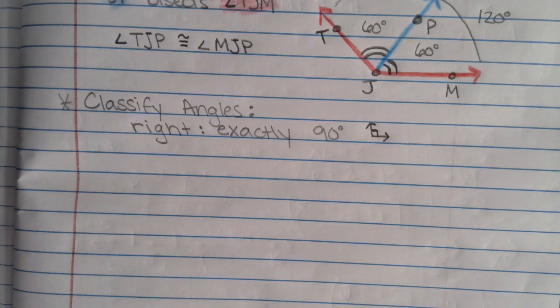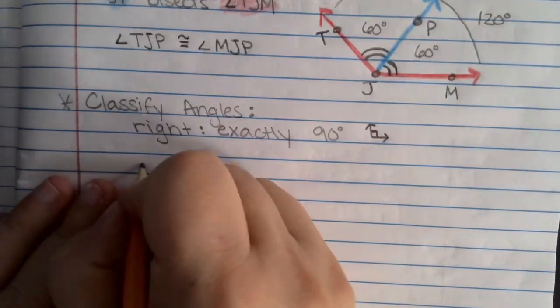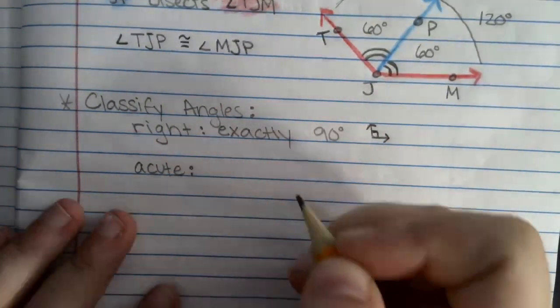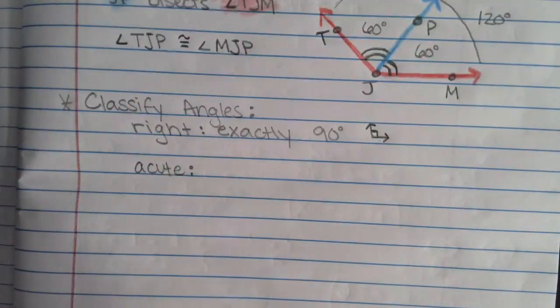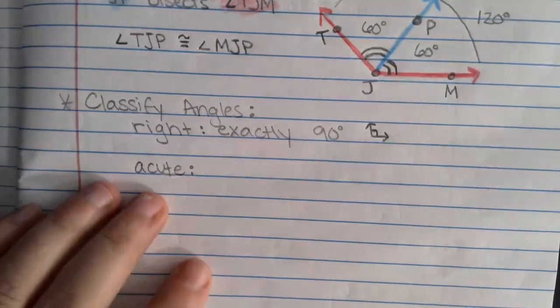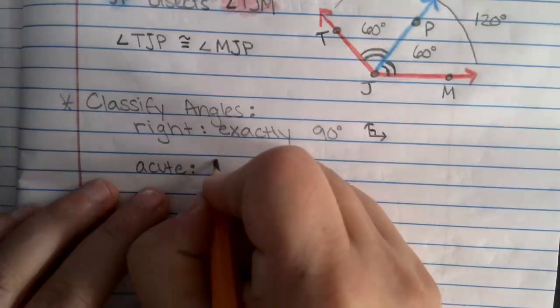If it's smaller than 90, does anyone remember what we call that? Acute. If I was an angle, I would be an acute angle because I'm little. Anyone? No? Cool. You're so cute, Miss Morrell. Aw, thanks. All right, acute is less than 90 degrees.